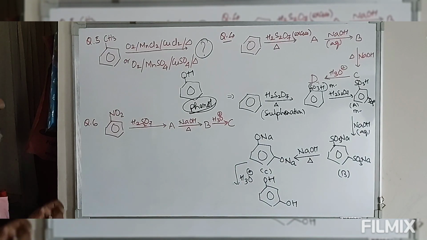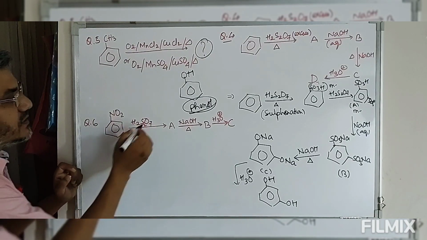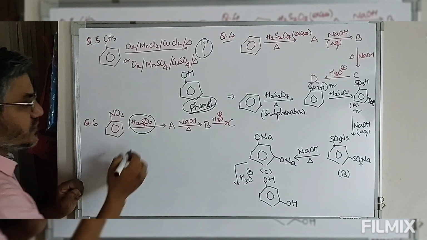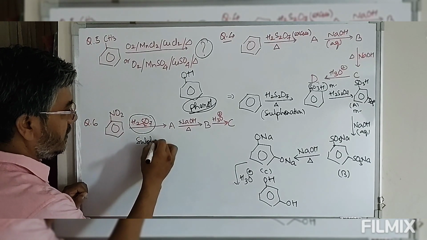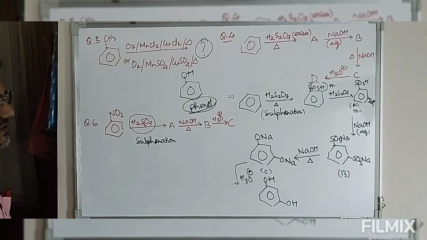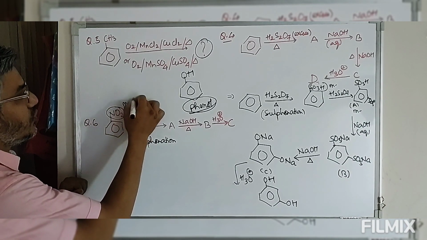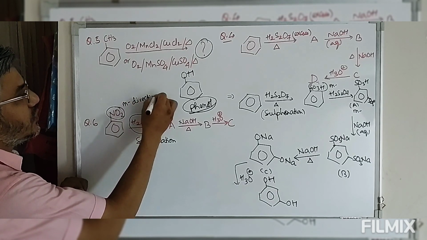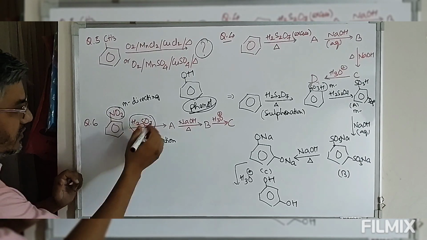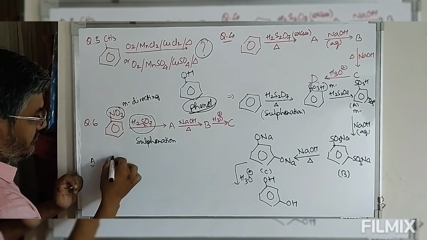So now look at this. We are using sulfuric acid, concentrated sulfuric acid or oleum. So this is a very strong reagent for sulfonation. So the first step is sulfonation. That means sulfonic acid would be introduced to nitrobenzene. So now look at this. This nitro group is meta-directing group. So this being a meta-directing group, sulfonation will take place at meta position. So the first compound A is sulfonation at meta position.